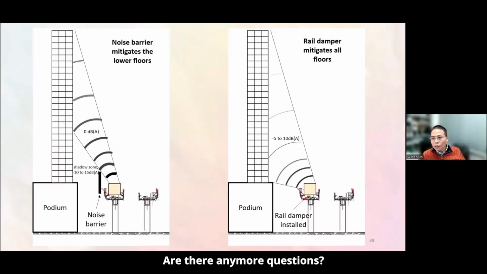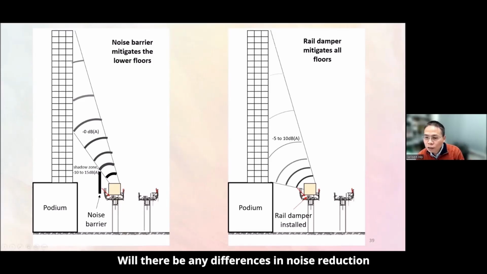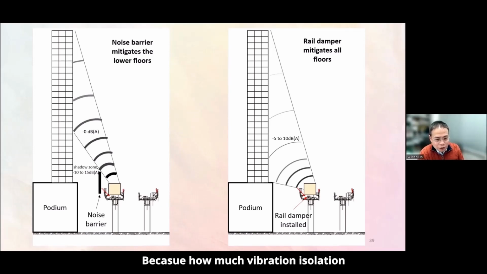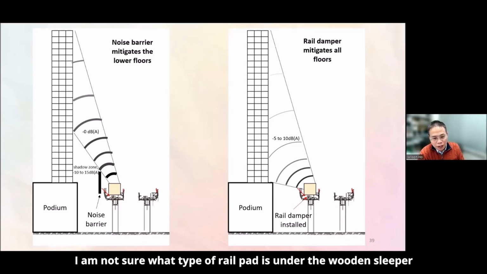Okay, so are there any more questions? Winston asks, will there be a difference in noise reduction for track with wooden or concrete sleeper? Yes, but this is complicated because how much vibration isolation there is depends on the rail pad and the sleeper. Wooden sleeper, I'm not sure. Could somebody help me? I'm not sure, if using a wooden sleeper, what type of rail pad would be under the rail.